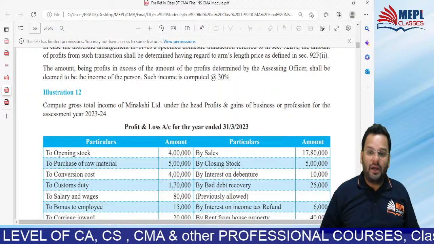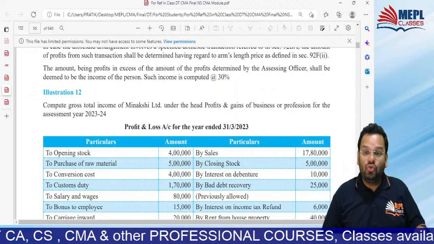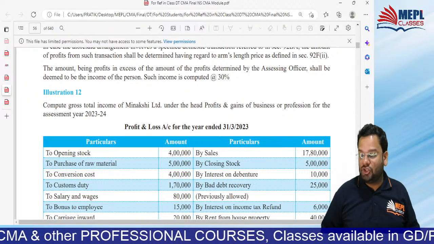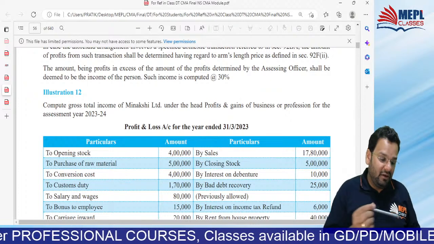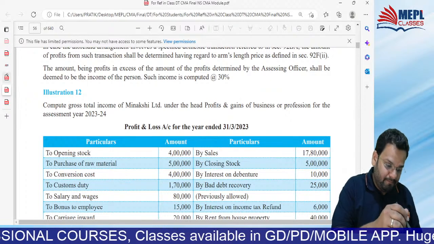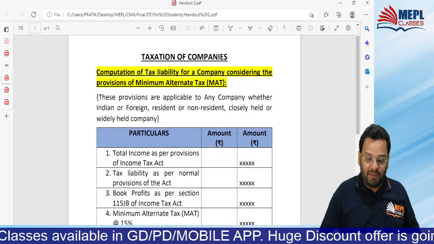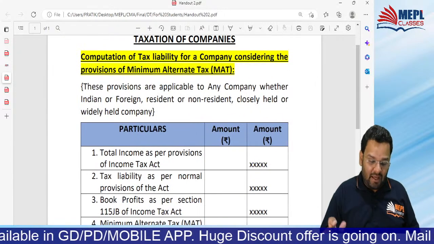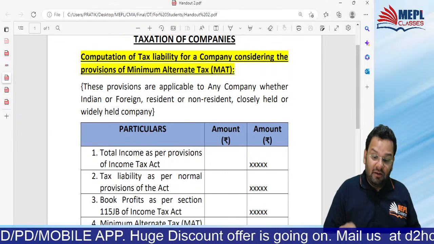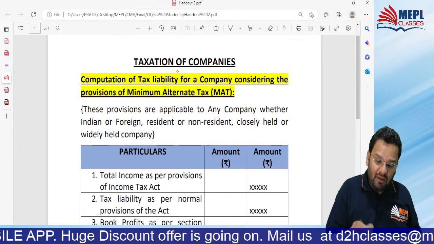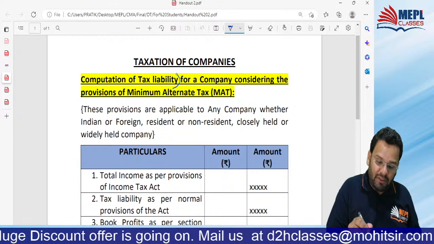So let's go ahead. Let's do further things in taxation of companies. Why have we learned to compute this PGBP? We have learned to compute this PGBP so that it can be used in calculating the final tax liability of a company.